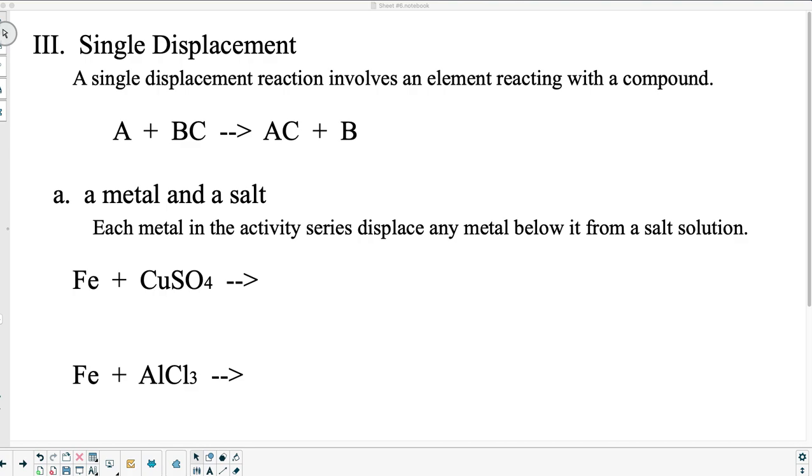Hey class, this is notes sheet number 6. Single displacement is a type of reaction. Now take a look at what this reaction looks like.